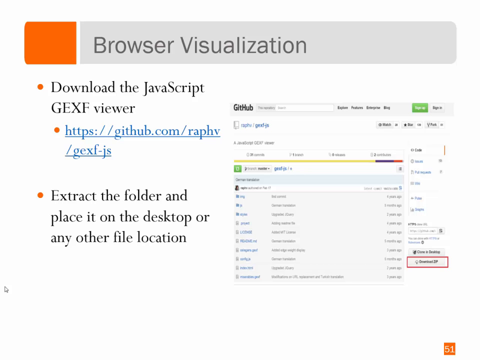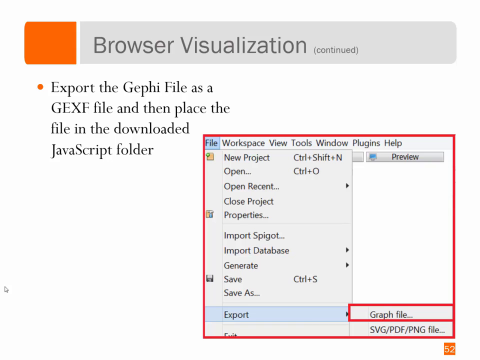Now, it's important to understand that Gephi works with browser visualization. So you can download the JavaScript viewer. We've provided the link here. You'll extract the folder, place it on the desktop or any other file location that is appropriate for your particular computer. You'll export the Gephi file. After you've built your network diagram, you export that Gephi file. The file type is GEXF. Place the file in the downloaded JavaScript folder.